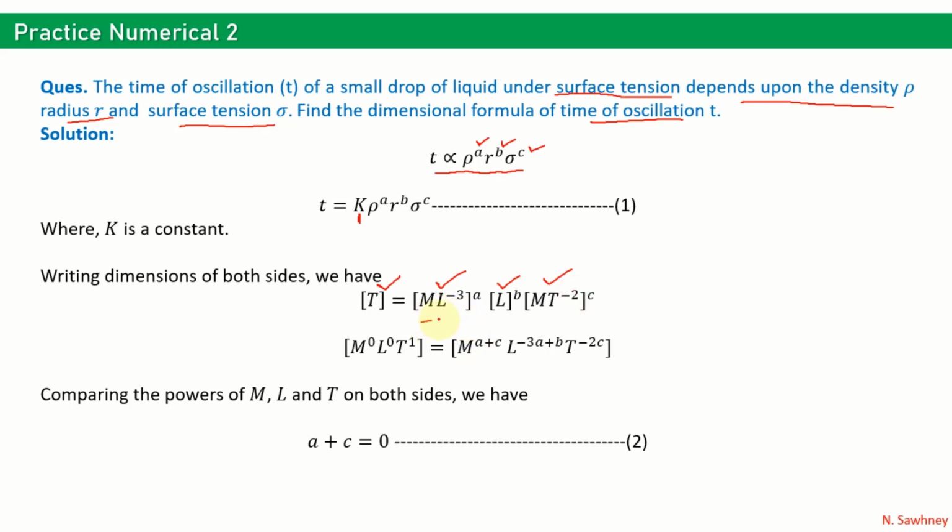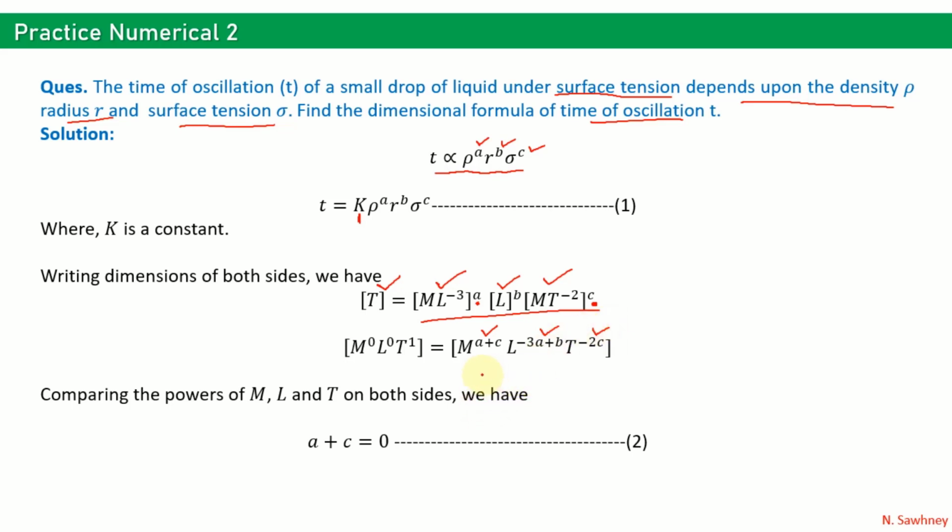Let us combine the right hand side terms. Here it is M raised to the power a, then M raised to the power c. So let us combine, it will become M raised to the power a plus c. Similarly, L raised to the power minus 3a plus b and T raised to the power minus 2c.